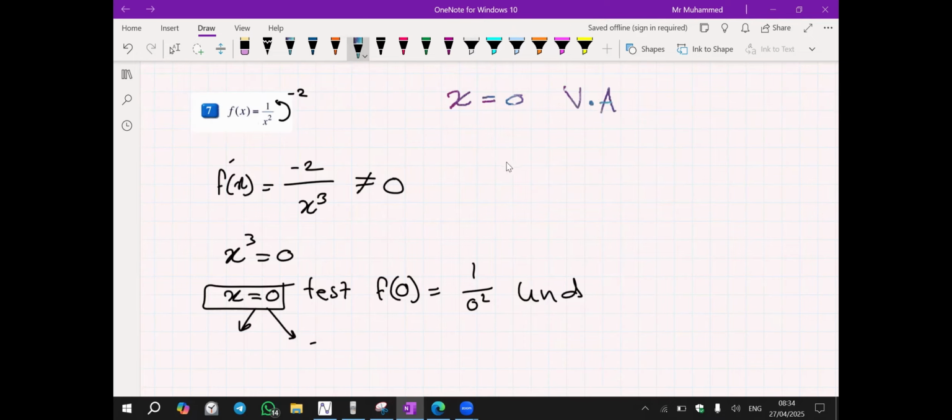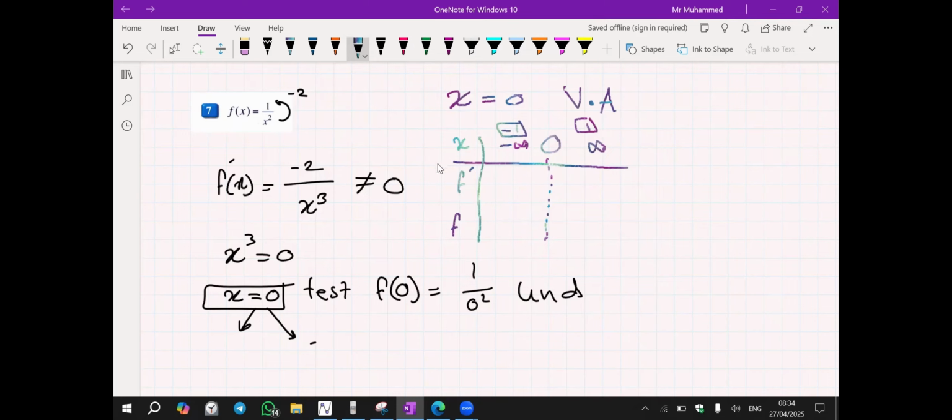Vertical asymptote is not critical value, but we still use it in the table to test whether the function is increasing or decreasing. That's x, that's f prime, and then f. The vertical asymptote is 0. So when we do vertical asymptote, we're going to put a vertical line here. More than 0 is infinity, let's say 1. Less than 0 is negative infinity, let's say negative 1. This one and negative 1 are test numbers.